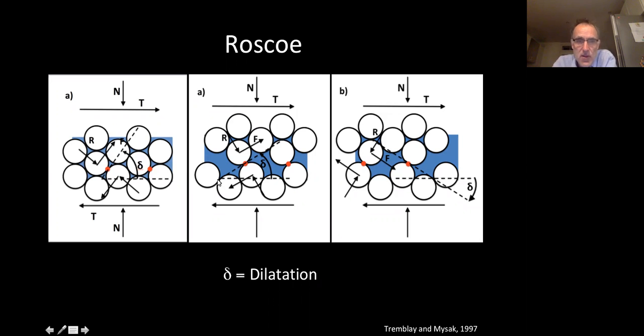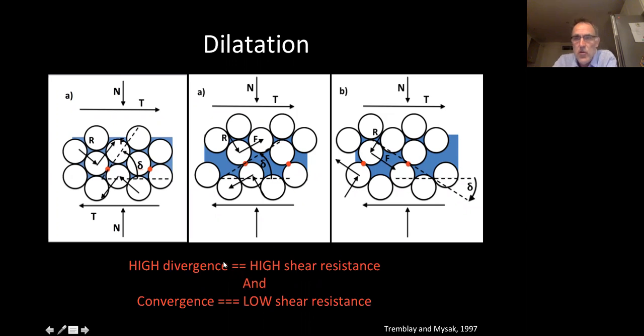So the angle that this dashed line makes with the horizontal is called delta, and delta is called the dilatation. It's a measure of the divergence along a shear line. So in this type of material, when you have high divergence, you have high shear resistance, and when you have convergence, you have low shear resistance.